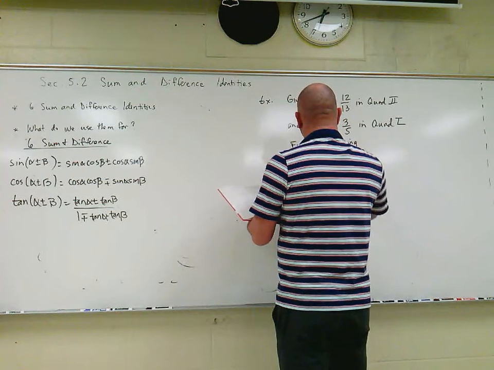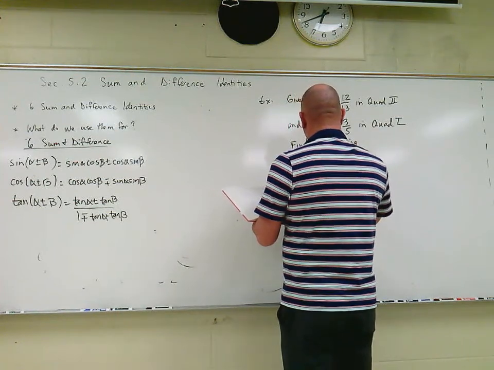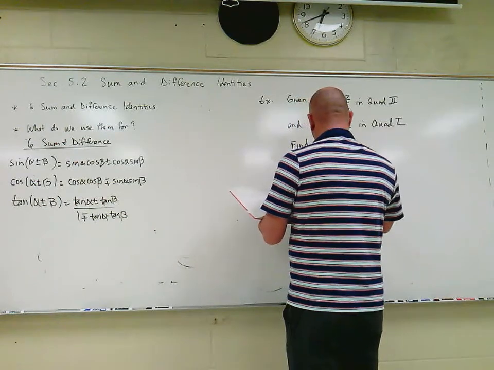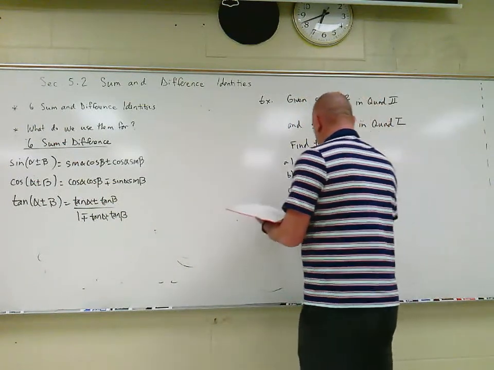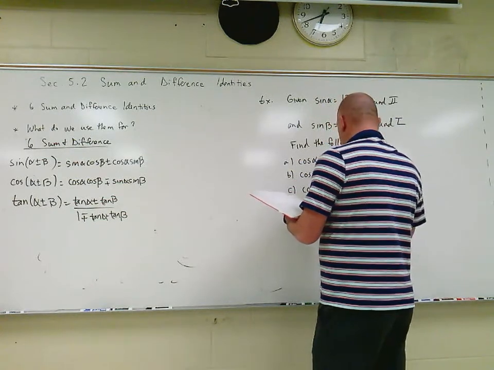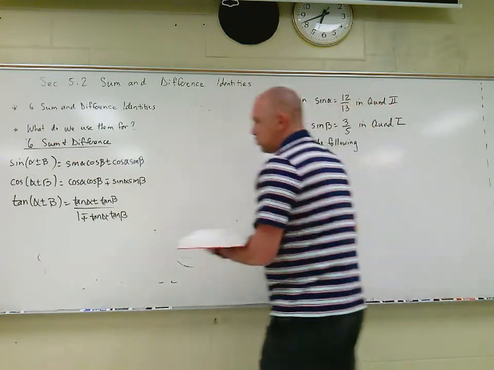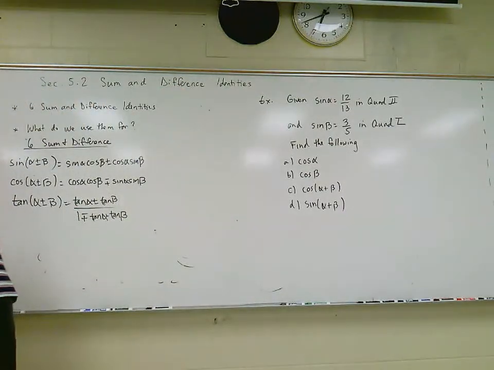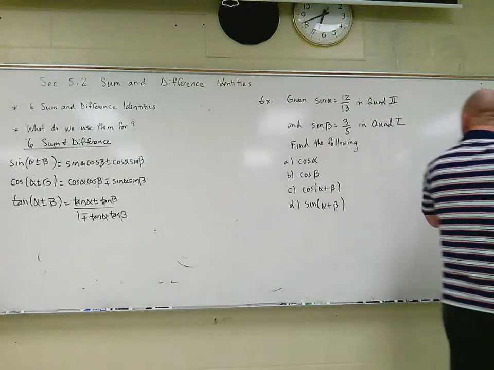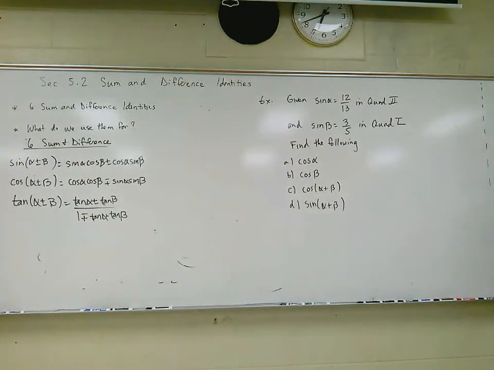Cosine alpha, cosine beta, cosine of alpha plus beta, sine of alpha plus beta. Now, real quick, before we start working this, how are you going to figure out what this cosine of alpha is? How would you do that?